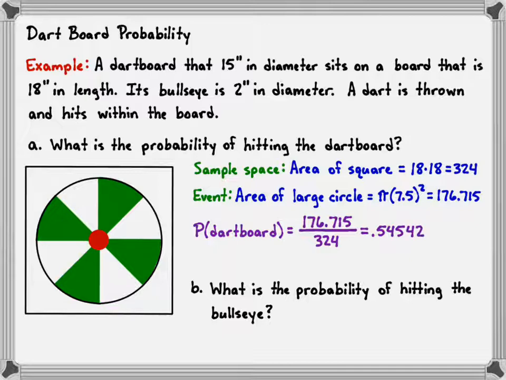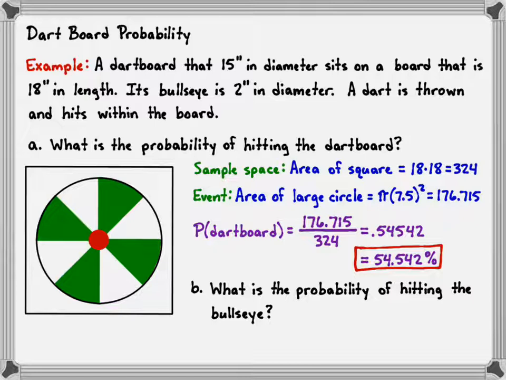And then we're going to convert that to a percentage, which is 54.542%. Again, pay attention to how the wording of the problem is. If it says round to the nearest tenth or the thousandth or whatever, then you'd write it in this form, decimal form. If it says write it as a percentage, then you'd write it in this form.